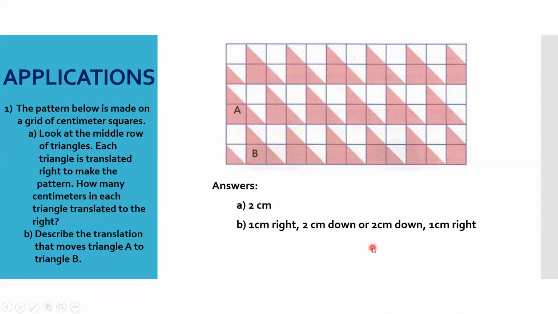Or else the vice versa is also possible. First of all, you take down this 2 centimeter, then 1 centimeter right. Both are the same process. You can write it in any way: 1 centimeter right and 2 centimeter down. So this is how we find the translation move as well as the centimeter squares.